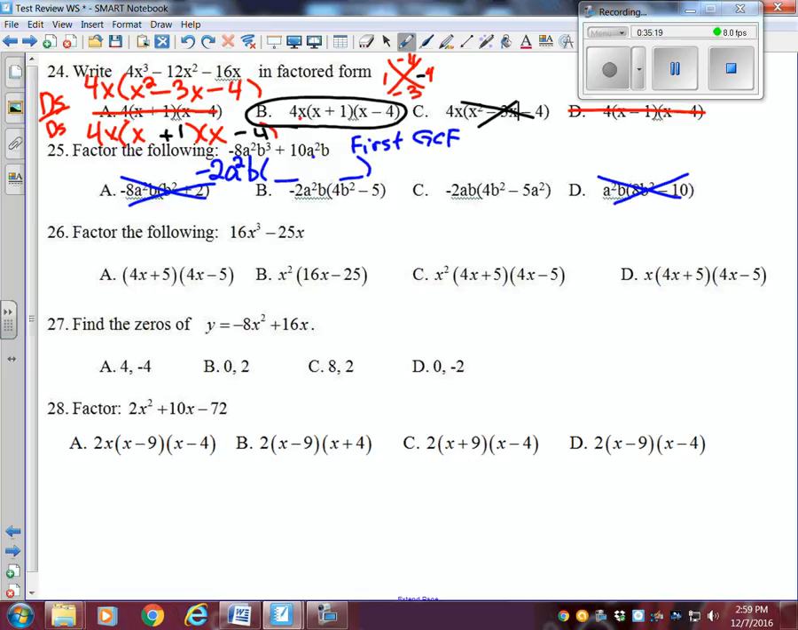Divide and subtract. Negative divided by negative is positive. The A's completely cancel, so I get no A's. But I do have B to the second. So that's just positive B to the second.